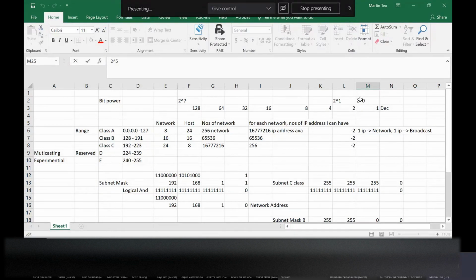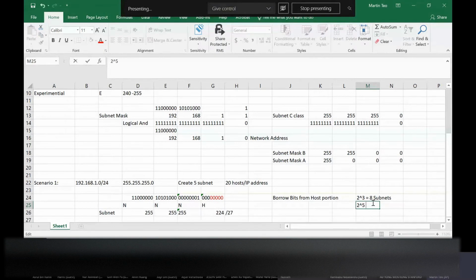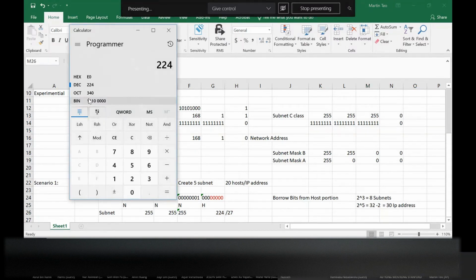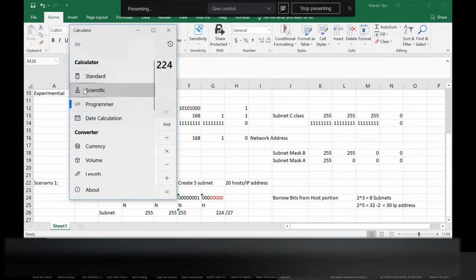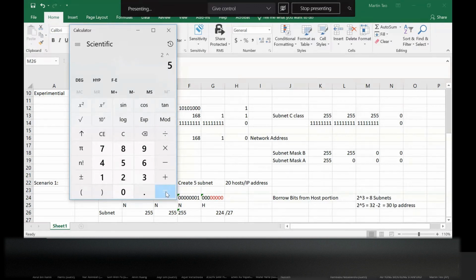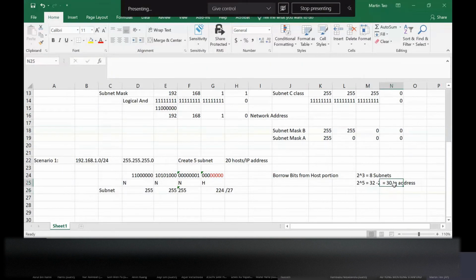2 to the power of 5 equals 32. Okay, and we need to minus 2. So equals 30 IP addresses. Okay, 2 to the power of 5, 32 minus 2. We got 30 IP addresses available. That is also able to satisfy the 20 hosts and create 5 subnets.